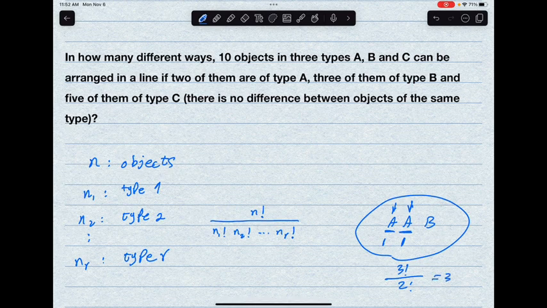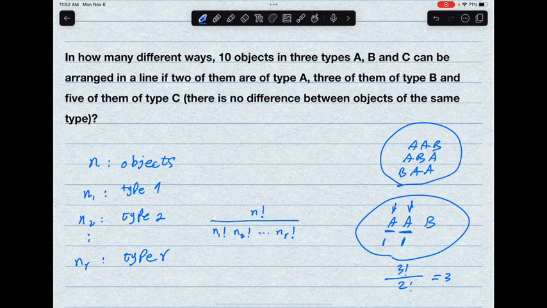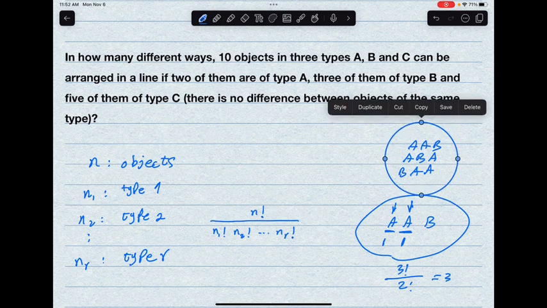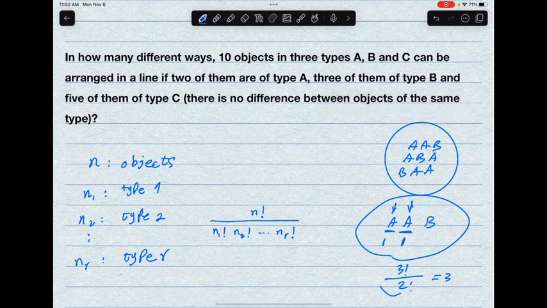So what are those three arrangements? It can be A, A, B, it can be A, B, A, and it can be B, A, A. That's all the 3 forms. We can put these 3 letters A, A, and B next to each other, like a word. So here you can see it should be 3 factorial, but divided by 2 factorial. 3 is n. We have 3 letters, and 2 of them are exactly the same, they're the same type.